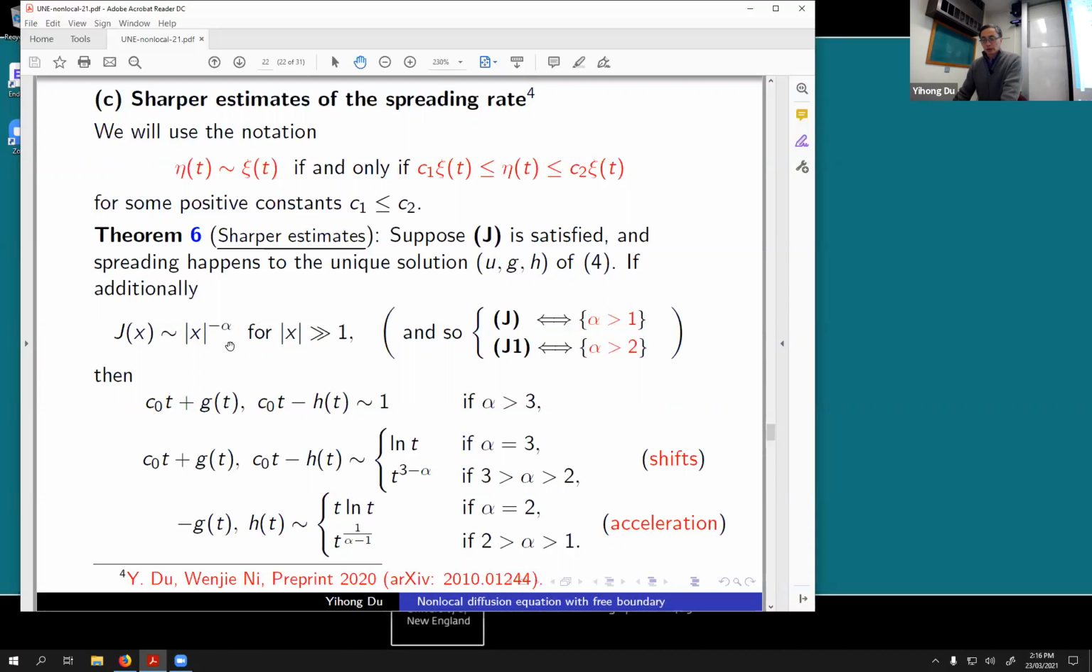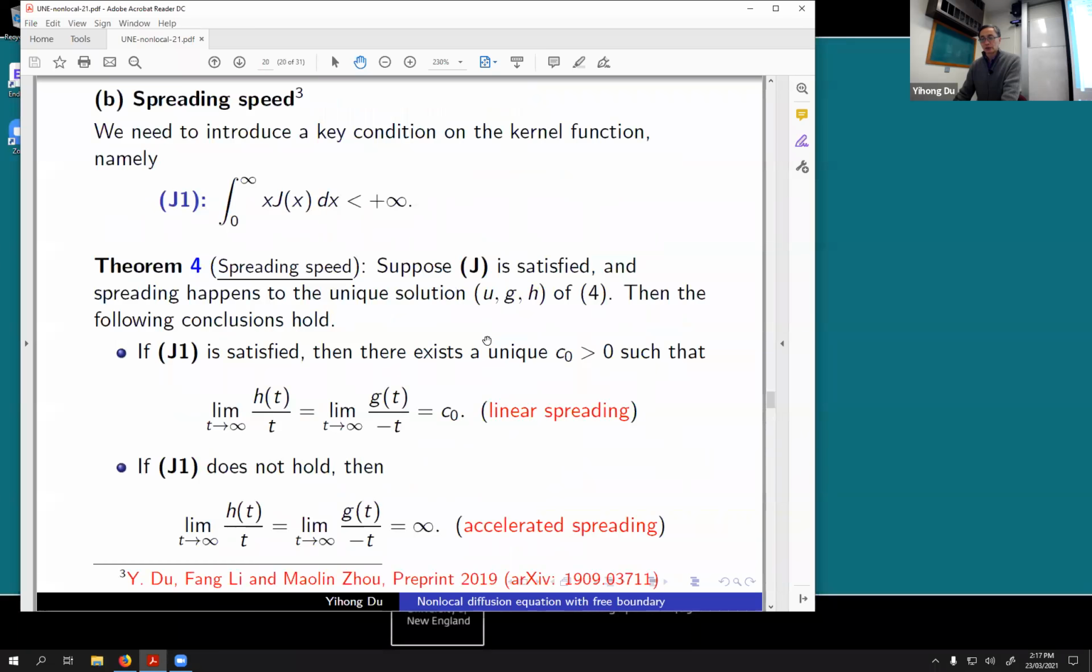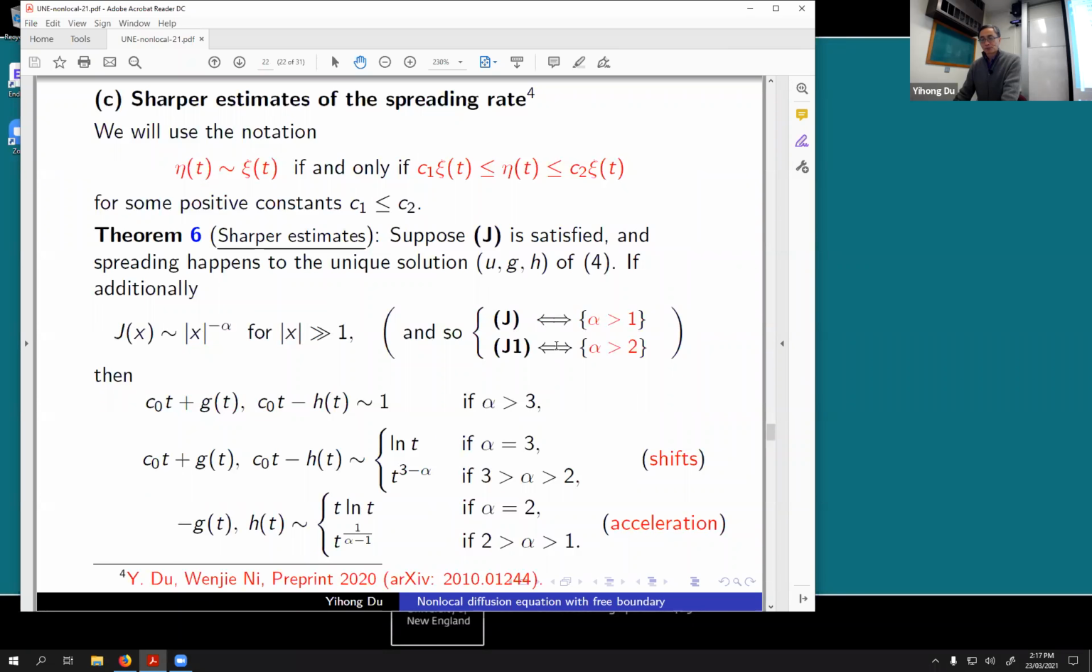So we checked what happens if the kernel function behaves like x to the minus alpha for large x, and we want to get some sharper estimate. For this kind of function, we can check these two conditions: the basic assumption J means alpha has to be greater than 1, and the condition J1 means alpha greater than 2. So J1 is just here. So it's very easy to say that.